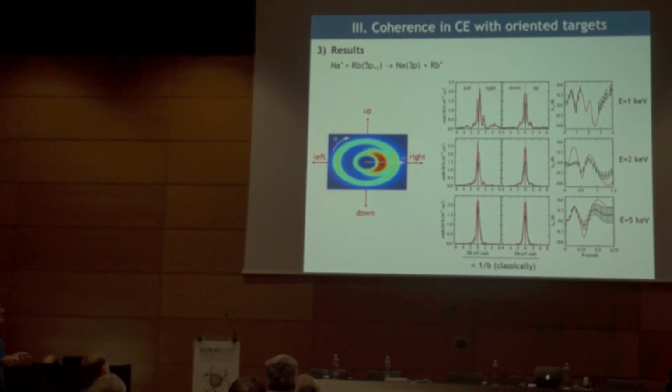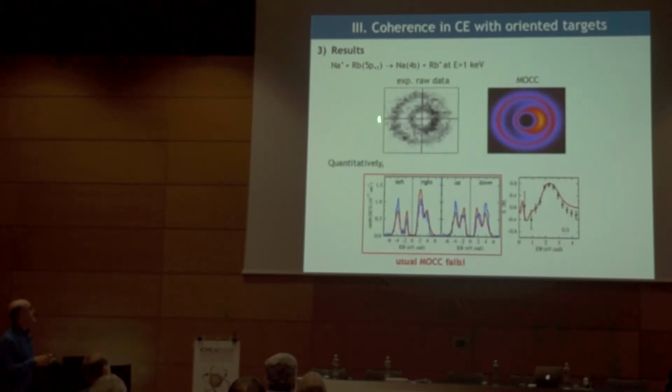Then we can see that even though the initial state of the collision process is totally coherent, the dynamics can introduce some significant decoherence. But R can be as big as 0.6. So this is quite a coherent picture.